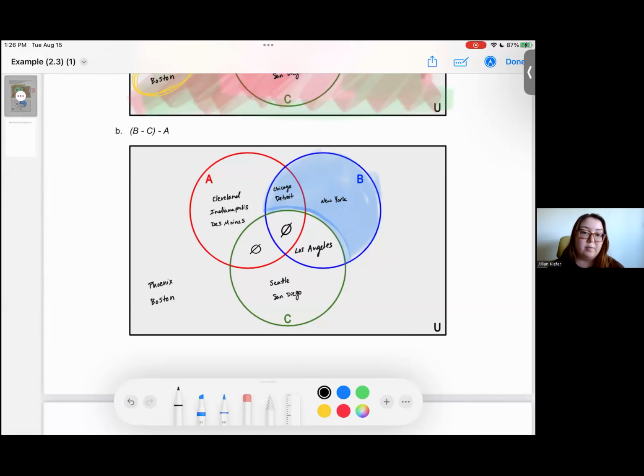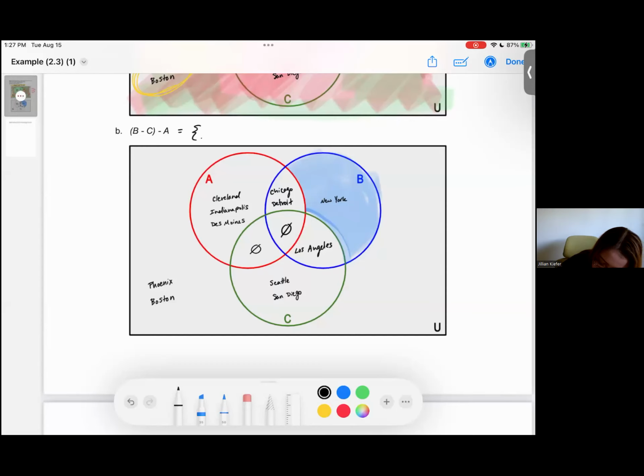Then we're saying minus A. So we're taking this answer, the current shaded region that we have, and we're subtracting anything that is also shared in set A. So that becomes erasing this section as well. So now we've taken away everything that is also contained in set A. So the only answer left is what is only in B, which is New York.